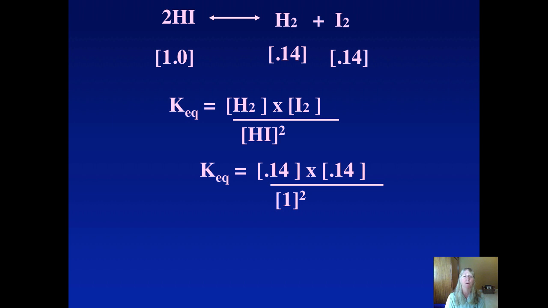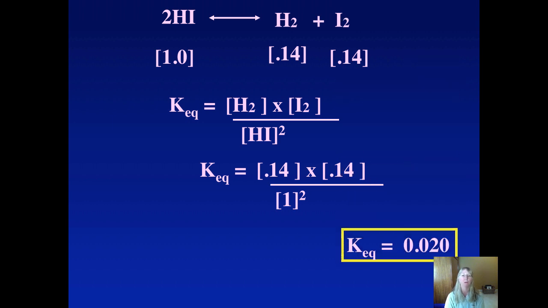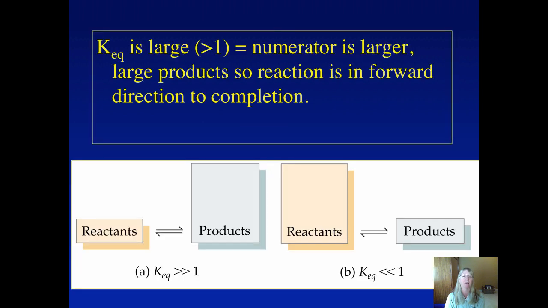0.14 times 0.14 equals 0.020, 2 sig figs, because the number 0.14 has 2 sig figs. So what? I got this number. What do I do with it? The size of the equilibrium constant tells you at equilibrium which one is favored. Favored means you're driving to that side.